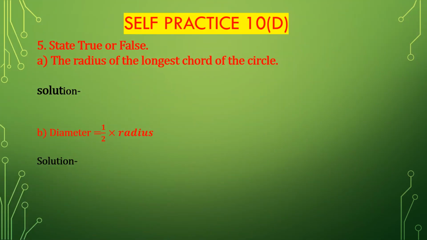Now question number 5. State true or false. First bit A. Radius is the longest chord of the circle. This is false. Diameter is the longest chord of the circle.